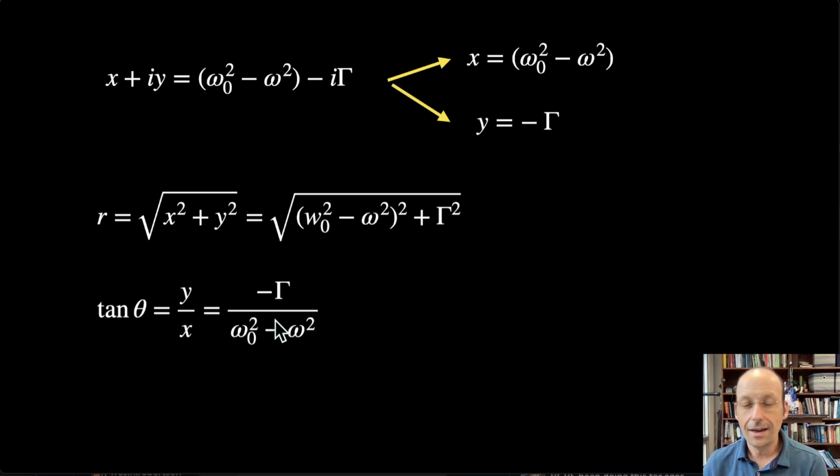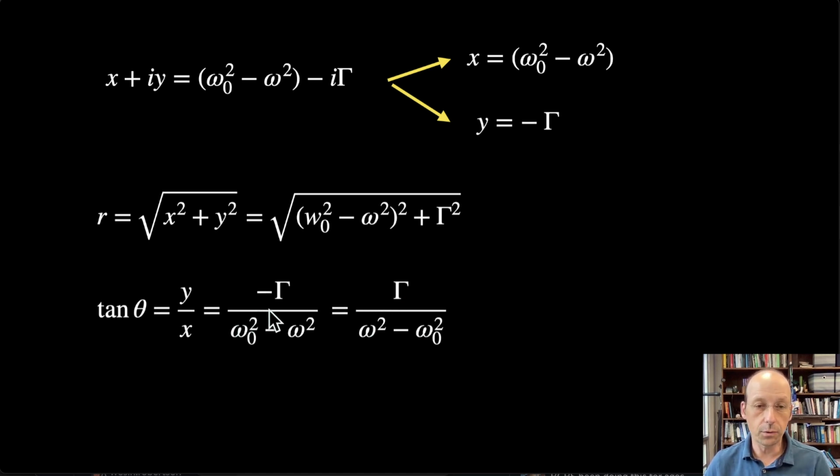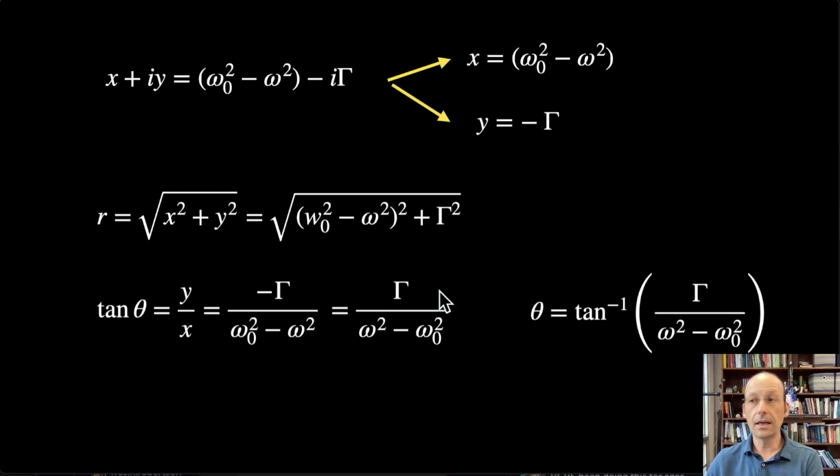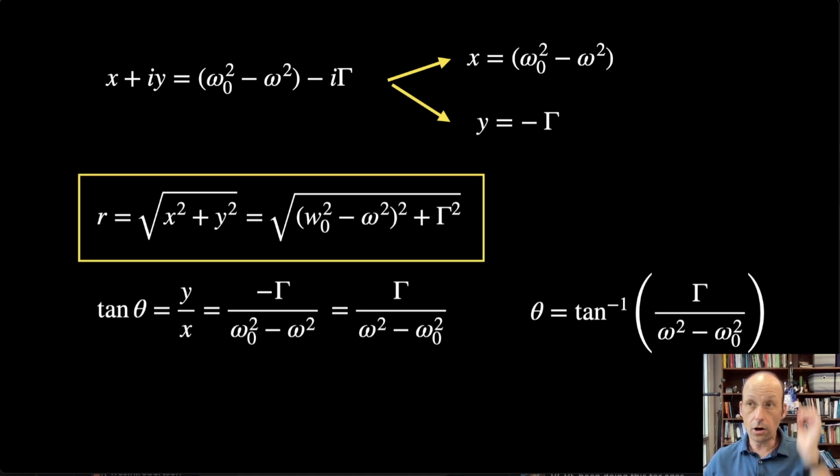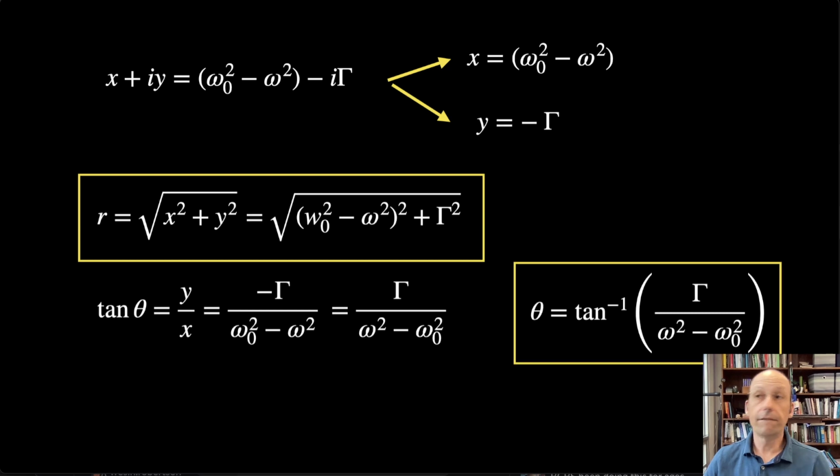Now I don't want to take an inverse of a negative, I want that to be a positive number, so I can factor out a negative sign here and then cancel with that, so this is going to be gamma over omega squared minus omega naught squared, so that the order of those flipped, and now I don't have to worry about the negative sign there. That gives me theta equals the inverse tangent of gamma over omega squared minus omega naught squared. That's my theta. This is important. It does depend on both the natural frequency of the spring and the driving force. So there's my r, that's very important, and there's my theta, very important.